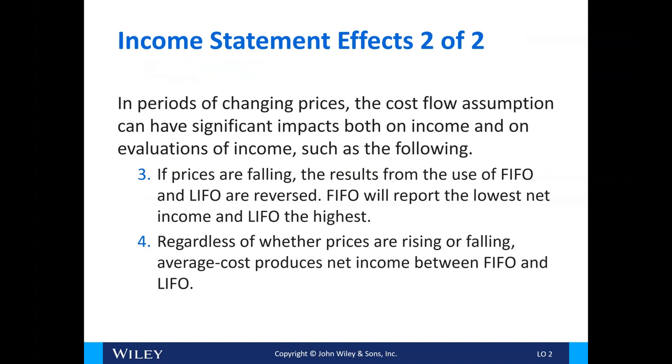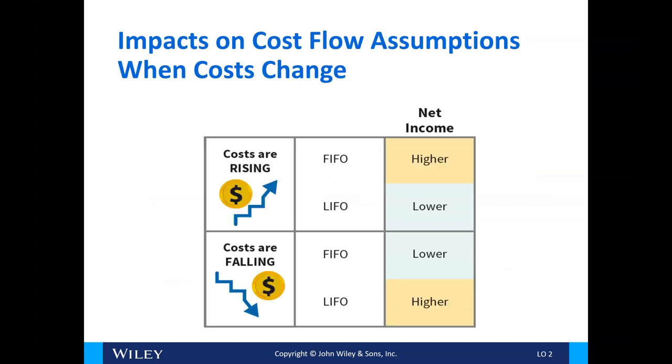If prices are falling, then FIFO will report the lowest net income because now, and this is really unusual, doesn't happen very often, but now you're selling off the more expensive units because the newest units you bought were cheaper. And again, LIFO is the opposite. So this is something that you should be familiar with. If costs are rising, net income under FIFO is higher and under LIFO is lower. And if costs are falling, it's the opposite.